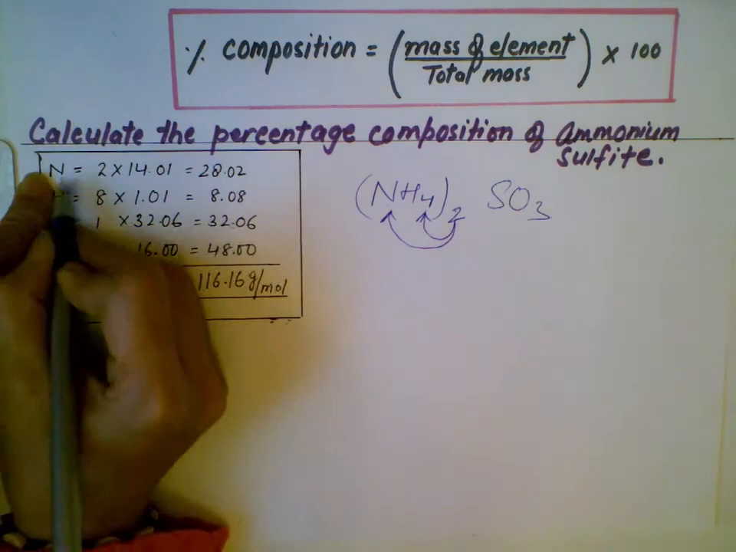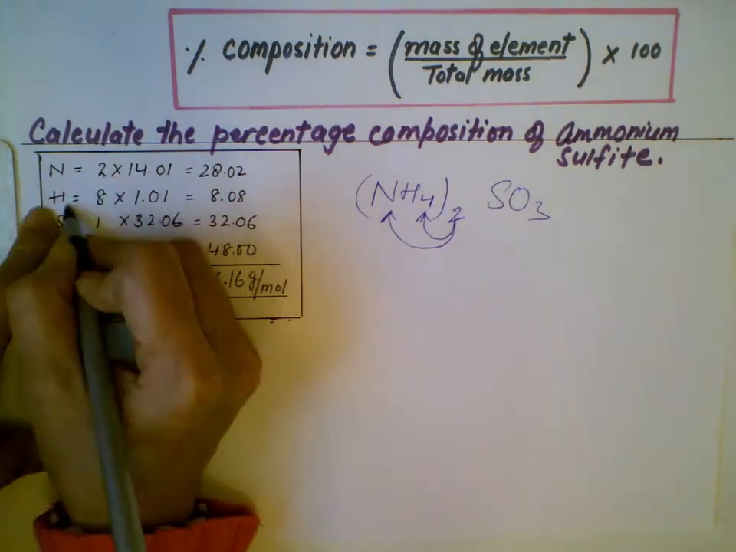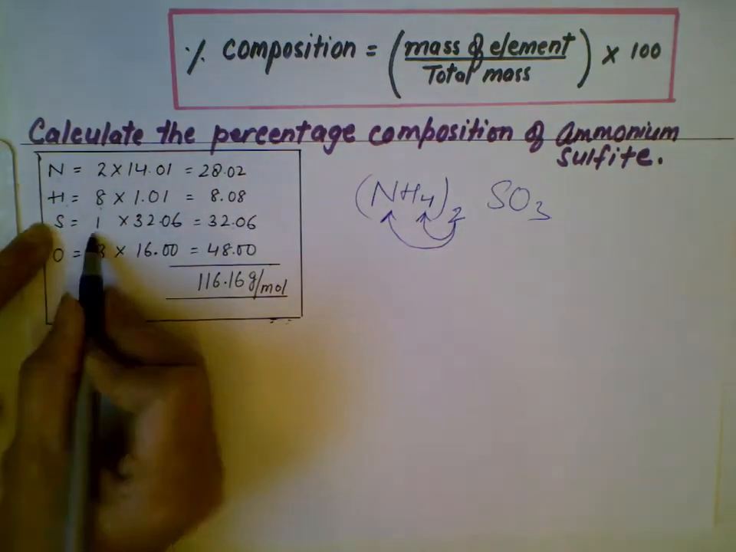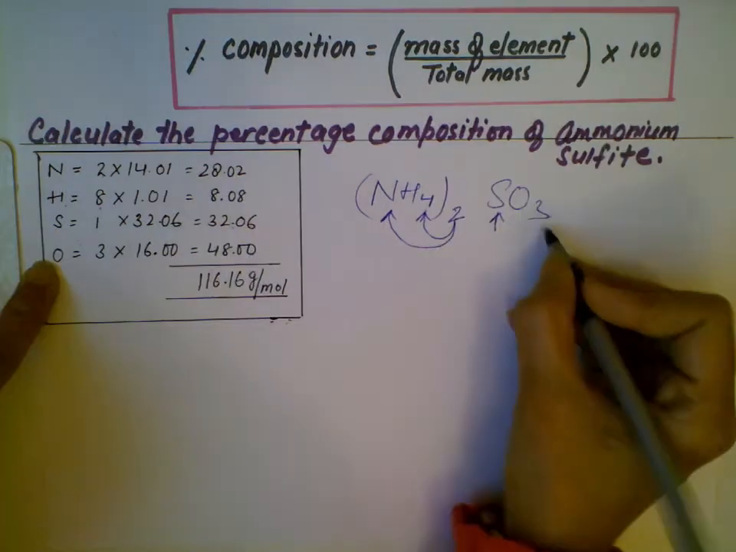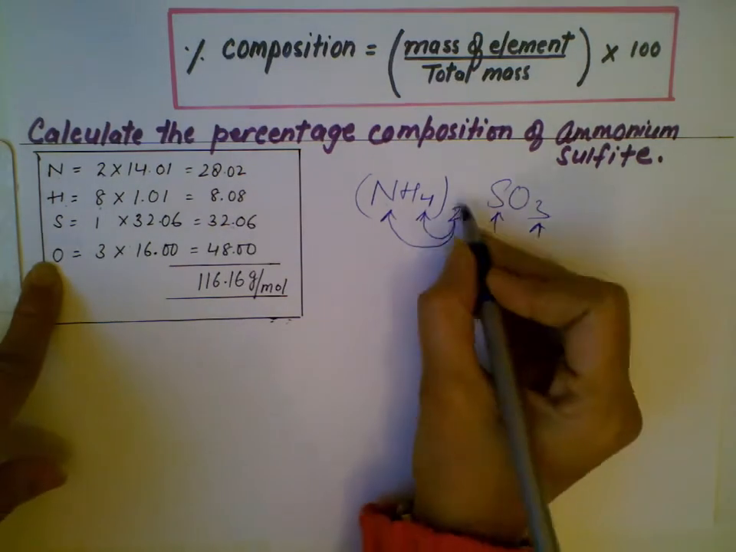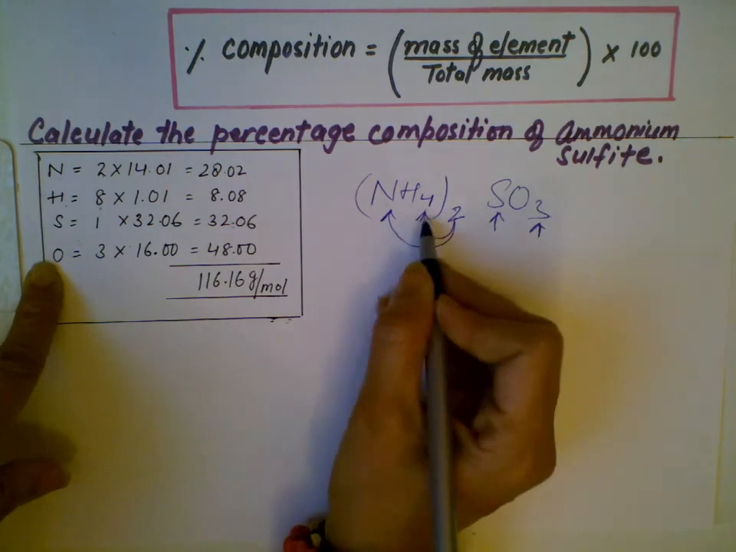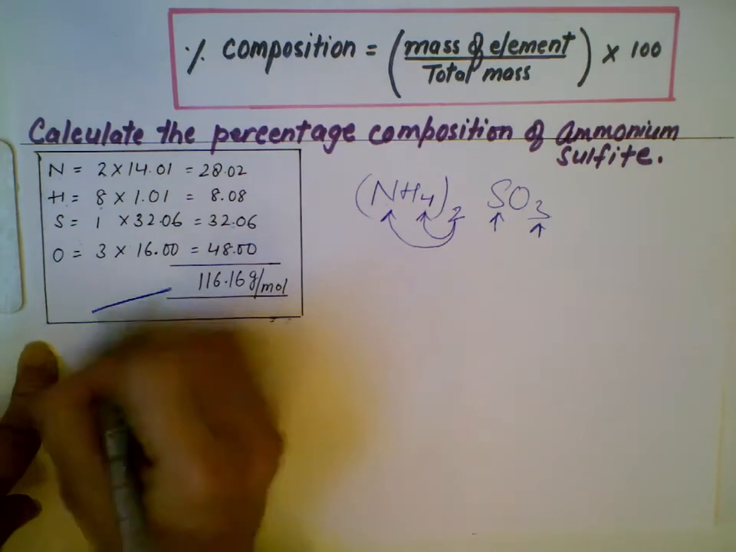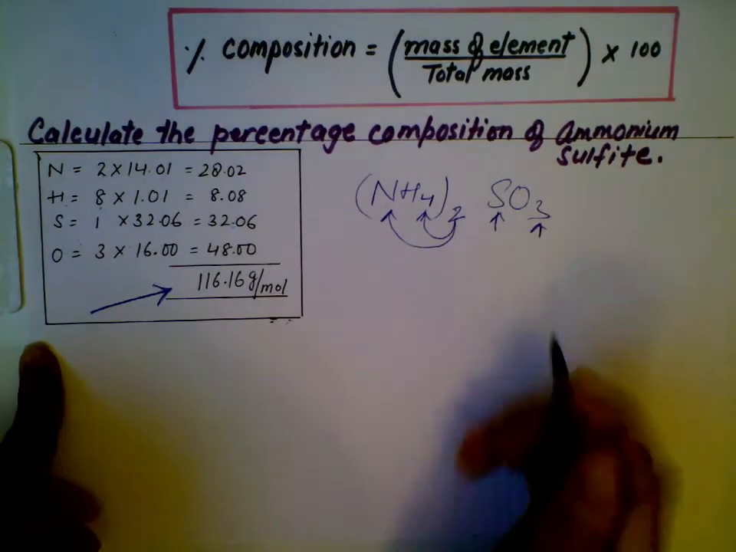So look at my nitrogen, 2, because 2 times 1 is 2. Hydrogen is 8, because 2 times 4 is 8. My sulfur is 1, because here is just 1 sulfur. Oxygen is 3, because this is subscript 3. So look at the subscript outside the parentheses; it goes with all the elements inside the parentheses. You add all these, and you get the total mass of the compound.